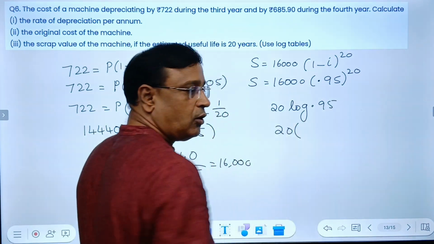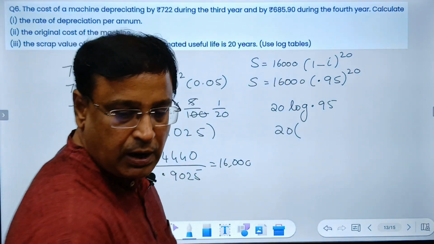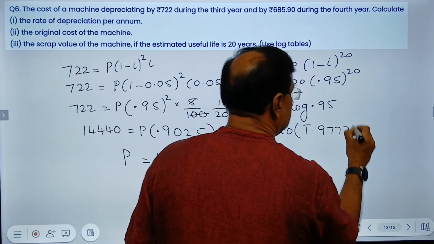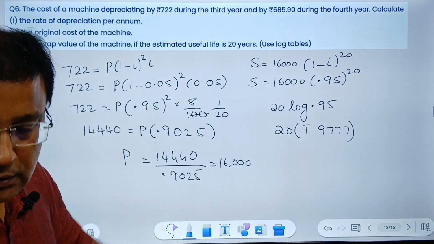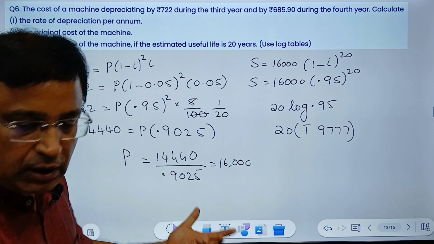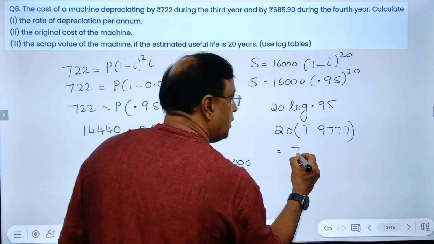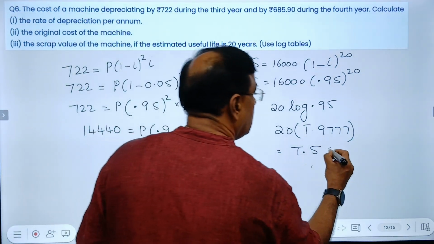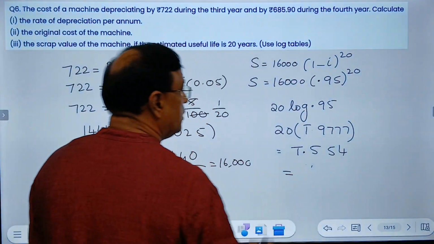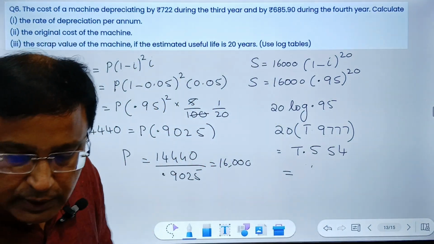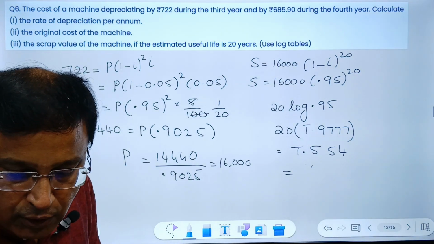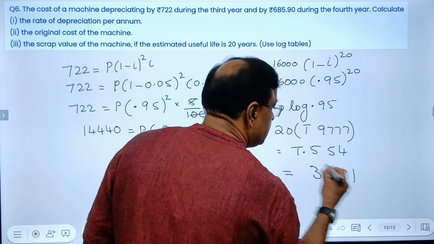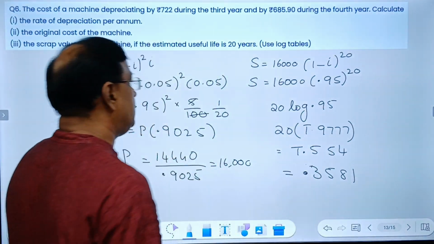20 into, what is log of 0.95? It is bar 1.9777. And if you multiply, I have already explained to you how you multiply it with bar. So it is bar 1.554. And if you take anti-log, I'll get the value as 0.3581. 3581. Since it is bar 1, it is 0.3581.